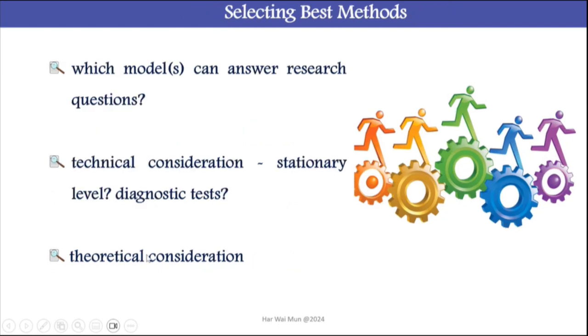So you have to consider what the econometric requirements are, stationary or not stationary, and then the theoretical ones. But the most important thing is that the model you choose must be able to answer your research question, or in other words, fulfill your research objective. Okay.